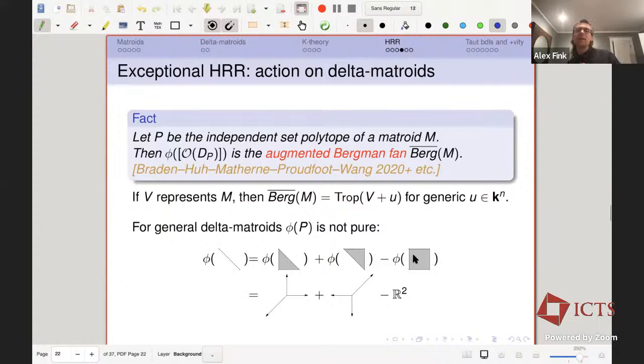Now the triangles and the square are independent set polytopes up to the Weyl group action. So the first triangle is an independent set polytope. The second one is a reflection of it. And the square is an independent set polytope. And now I have a one-dimensional thing minus a two-dimensional thing. So it's not a pure dimensional class. So that's a halfway nice result. We don't get a Bergman fan analog for every delta matroid, but at least some of them have nice fans.